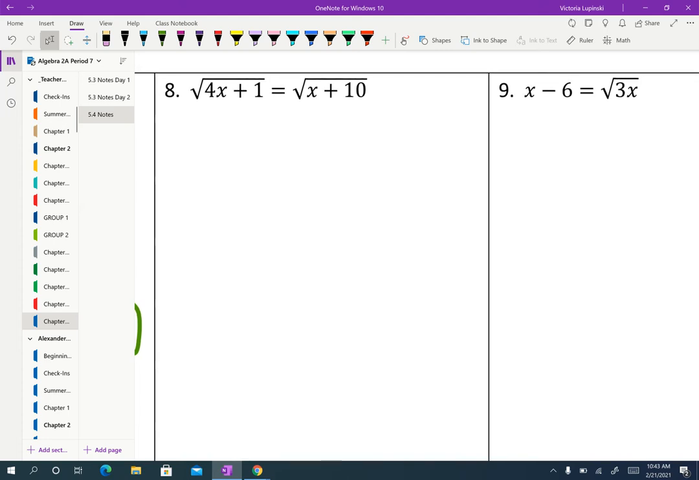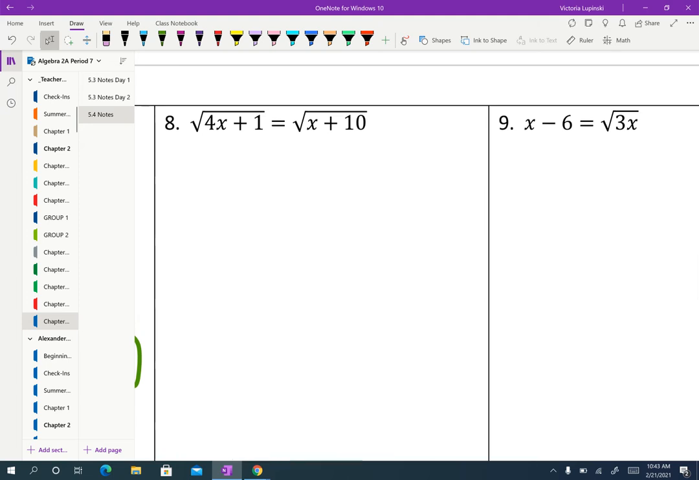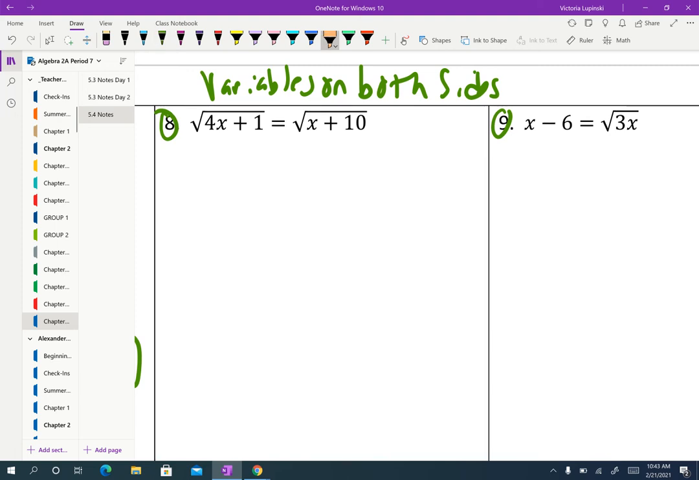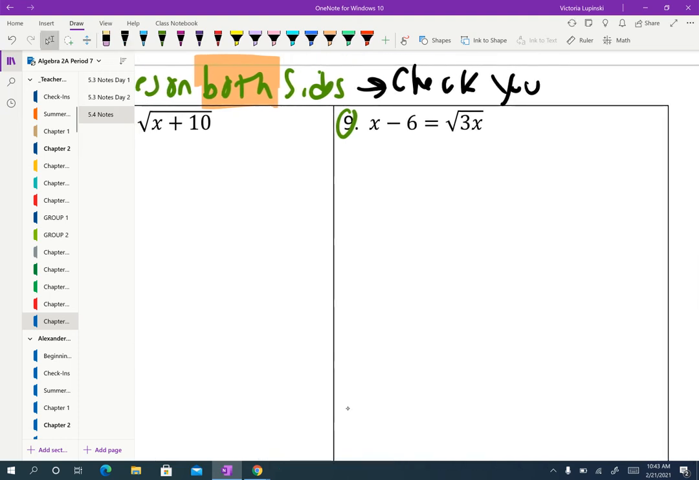And the main reason why is because of the fact that in these problems, number 8 and number 9, there are variables on both sides. So if there are variables on both sides, you have to check your answers. You don't have to check till the very last step. It doesn't take long at all.